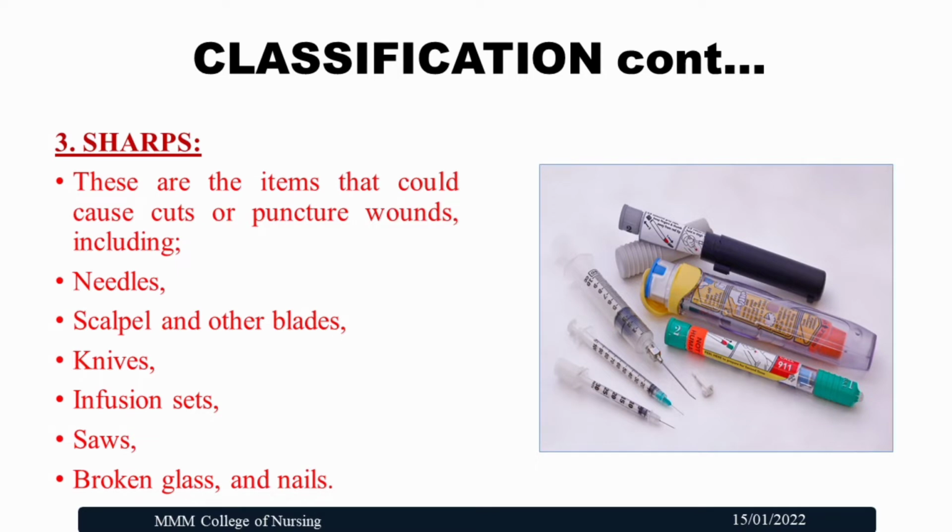The third waste is sharps. These are the items that could cause cuts or puncture wounds, including needles, scalpels, and other blades, knives, infusion sets, saws, broken glass, and nails.